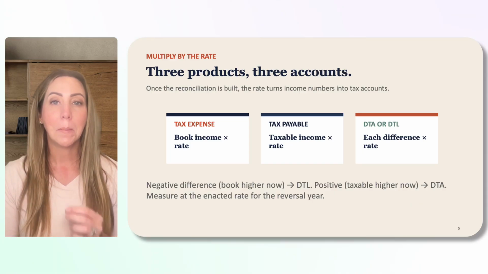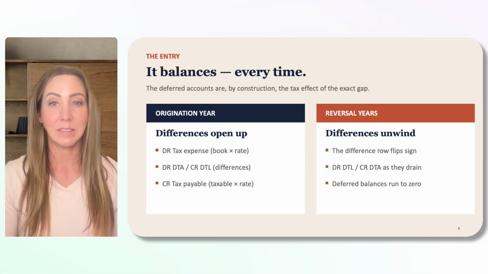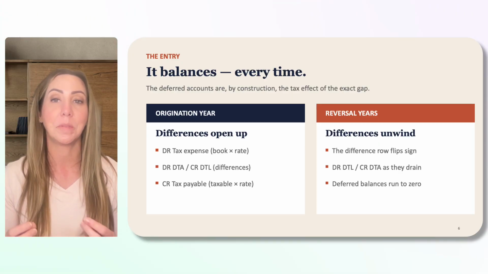Think DTL. Positive, taxable higher now. Think DTA. So the entry assembles itself. Debit income tax expense for book income times the rate. Credit income tax payable for taxable income times the rate. And the deferred accounts absorb the differences.